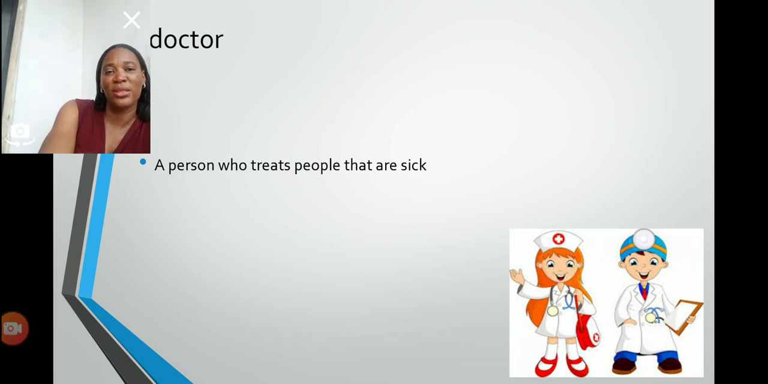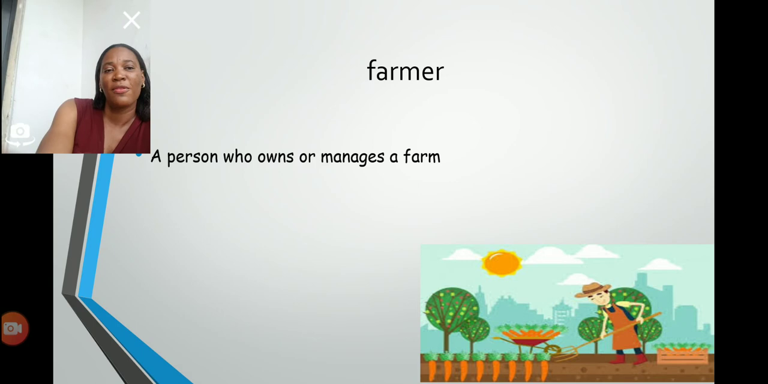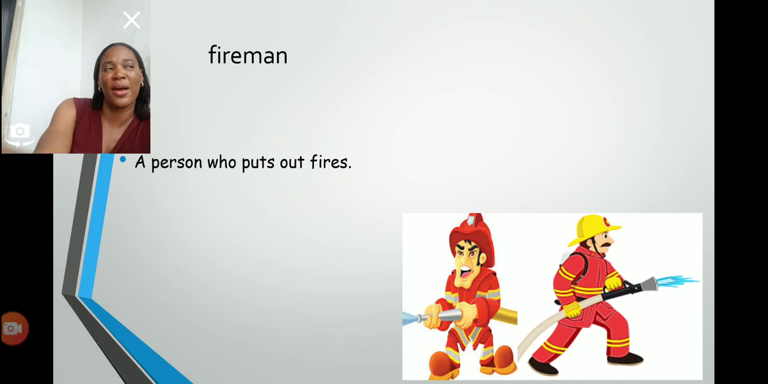Doctor. A person who is specially trained to treat people that are sick is called a doctor. Doctor is spelled D-O-C-T-O-R. Farmer. A person who owns and manages a farm is called a farmer. A farmer is spelled F-A-R-M-E-R. He's one who owns and manages a farm.